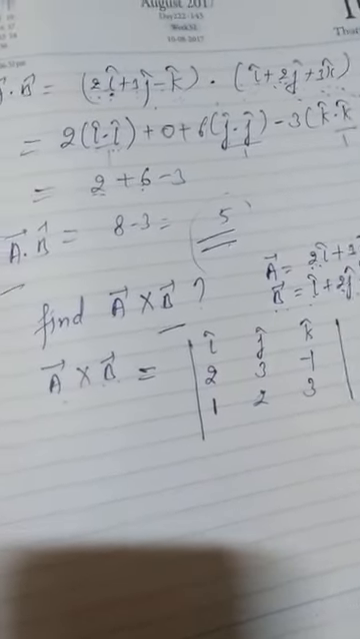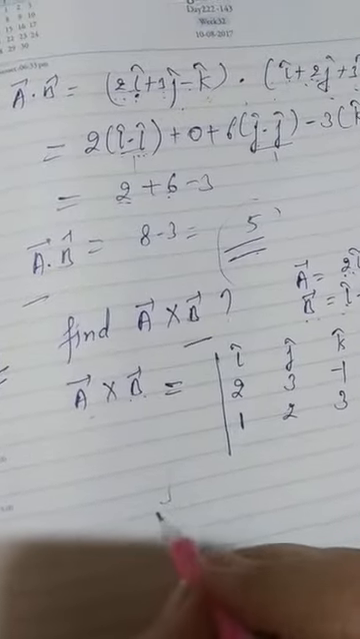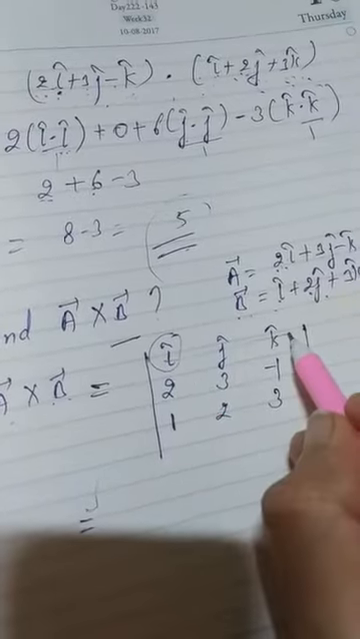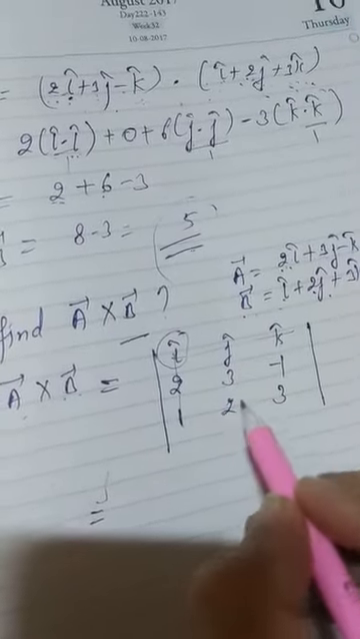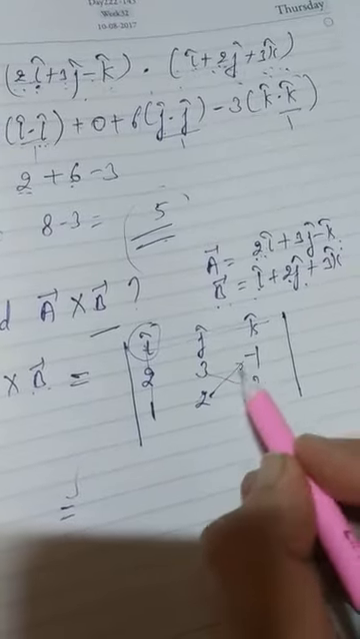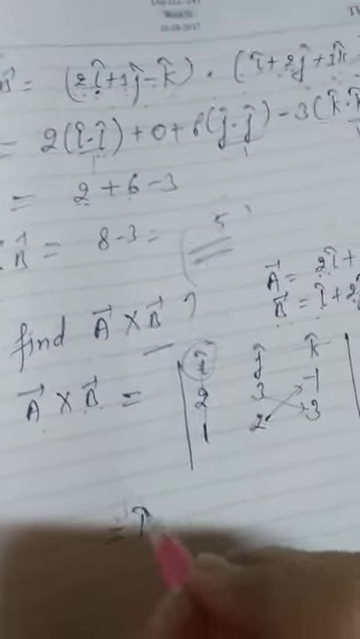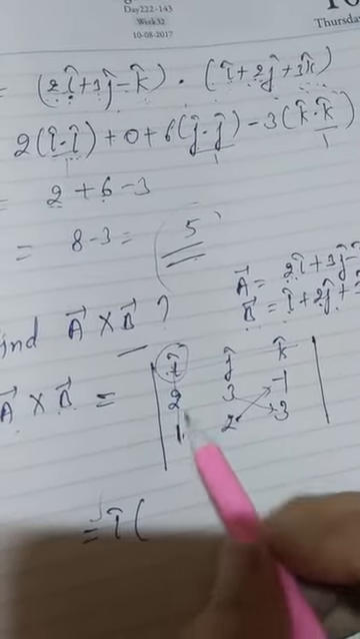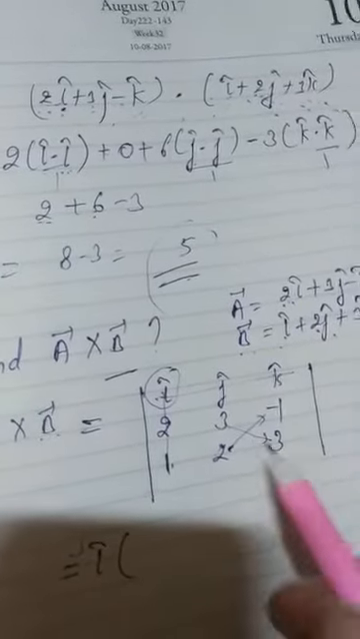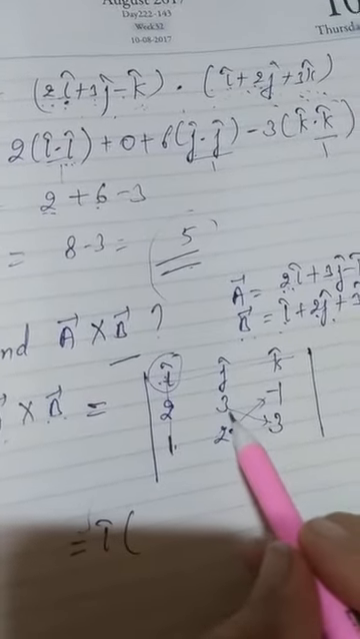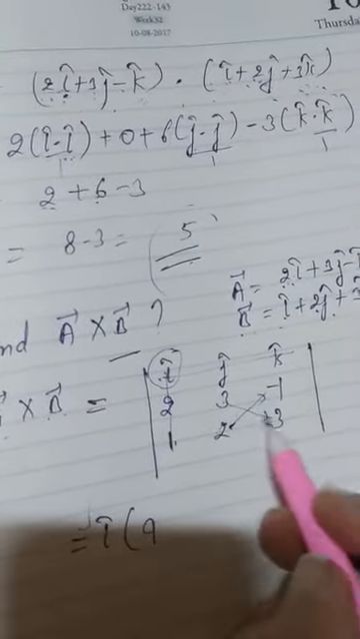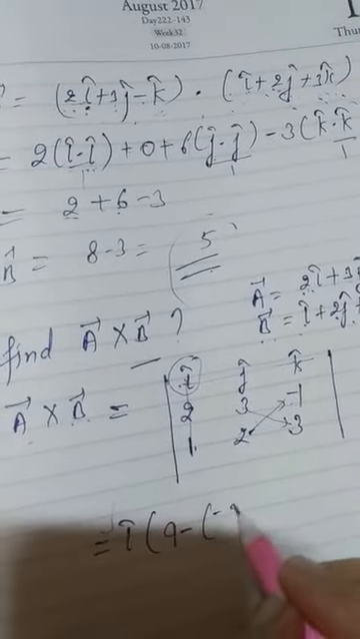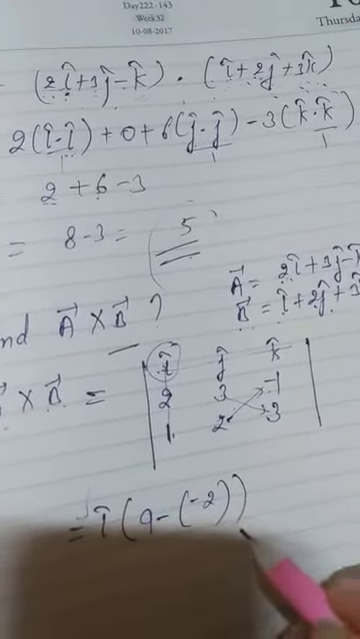Understood now? Now let's see how we can solve it. First we take i cap as it is, then we leave this row and this column, and take the cross multiplication of the remaining terms. 3 times 3 is 9, then minus, and there is already one minus, that's why it is minus times minus 2, that is plus 2. Understood now?